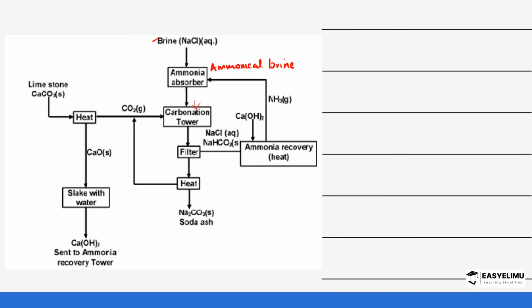In the carbonator or carbonation tower, the ammoniacal brine reacts with carbon 4 oxide, and in this reaction two reactions occur simultaneously. First of all, there is the formation of ammonium hydrogen carbonate. So let's write the equation. It's ammonia gas that reacts with carbon 4 oxide gas, and remember, water is also added in this reaction. This reaction causes the formation of ammonium hydrogen carbonate.